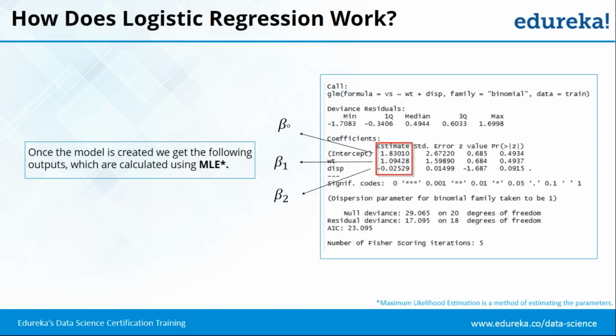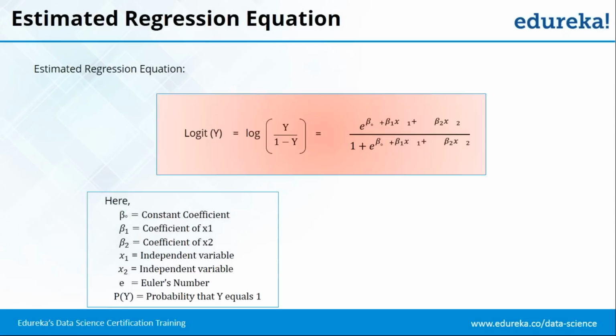Having said that, we get these three values, and these three values are actually the coefficients of the independent variables. Next, these coefficients are fed into this expression. Now, how did we come up with this expression? When we solve log of y over 1 minus y, which was equal to beta naught plus beta 1 x1 plus beta 2 x2, when we remove the log and want to find y, we come up with this expression. So y is equal to this, right?